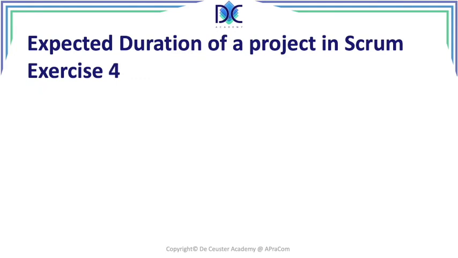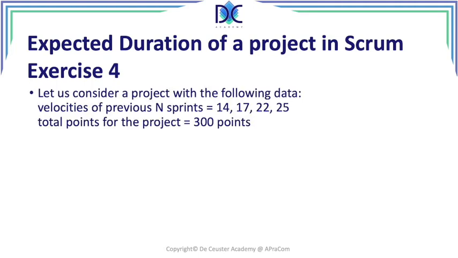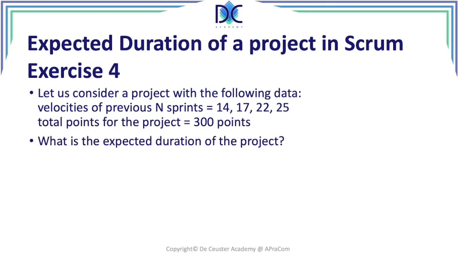Here we're going to calculate the expected remaining duration of a project in Scrum. Here we have a project with n sprints. In this case, we have n equal to 4. So we have velocities 14, 17, 22, and 25. Total points for the project is 300 points. So in 4 sprints, I already realized 78 points. What is the expected duration of the project?